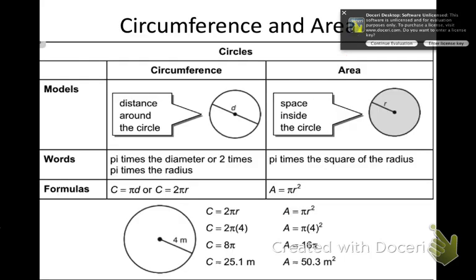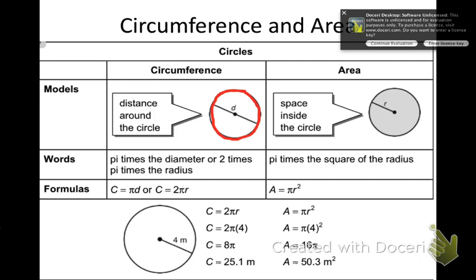We've done rectangles, squares, triangles, and now we have circles. Again, as I said, a lot of review here. Circles. Circumference is the distance around a circle. Very similar to a perimeter. You can use it as pi times diameter or 2 times pi times the radius.